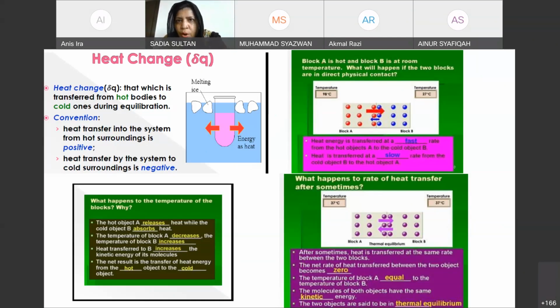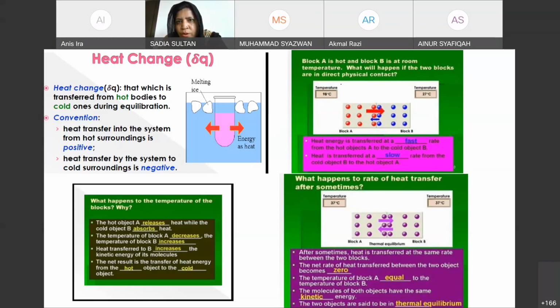You can see block A, the first one here. Block A is hot. This is block A, this is block B. Block A is hot and block B is at room temperature. Hot is shown in red and room temperature in blue. The temperature of block A is 98 and the temperature of block B is 27, right? So block A is hot, block B is at room temperature.